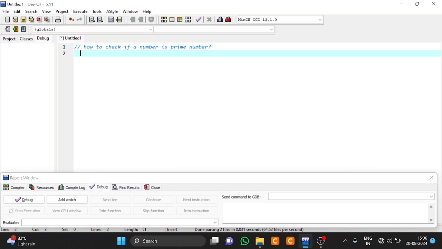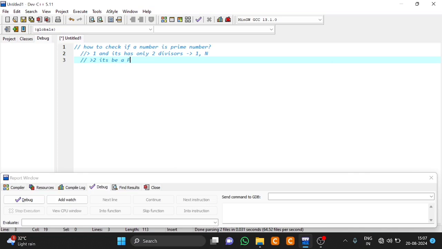A prime number is a number that is greater than 1, and it has only two divisors, that too 1 and itself, n. N is a number we are supposed to take. So it has only the two divisors, 1 and n only. If a number has more than two divisors, it can't be a prime number.